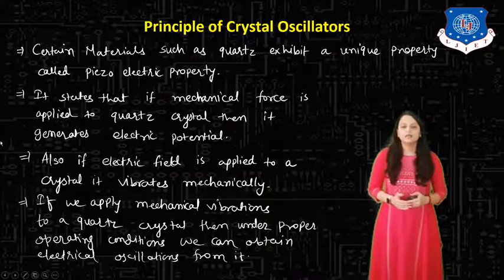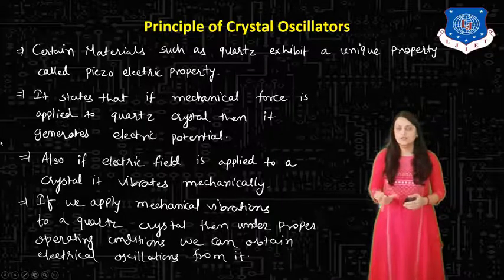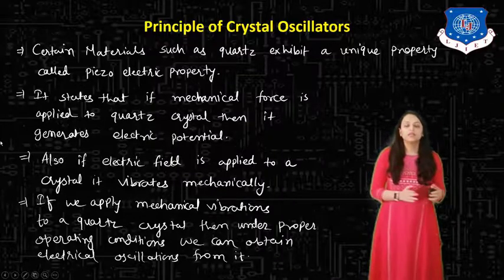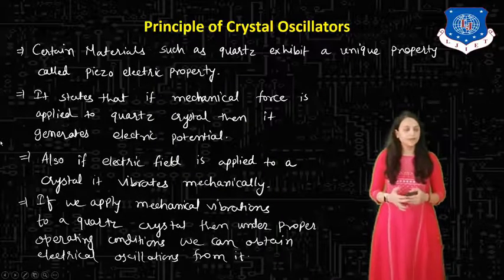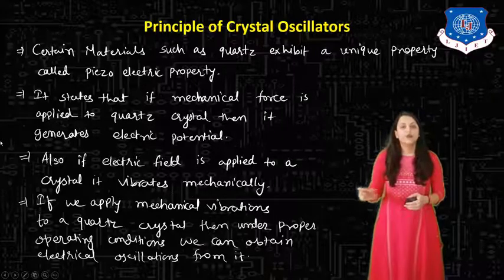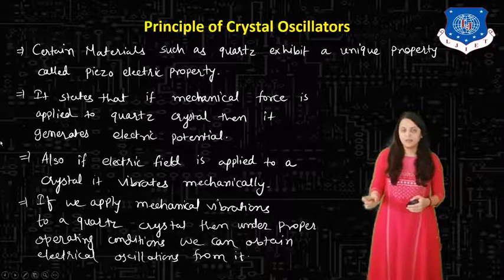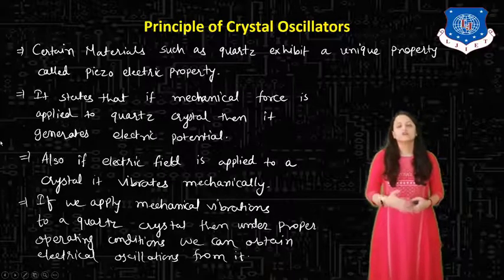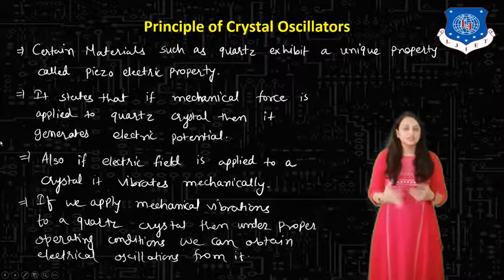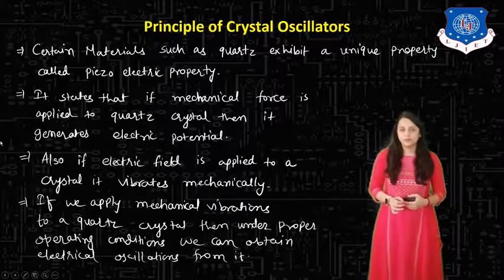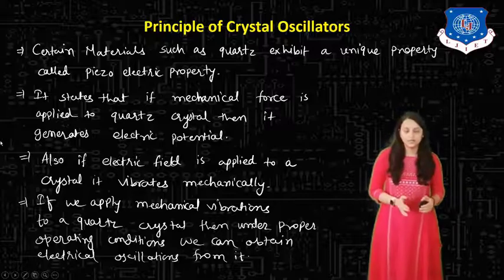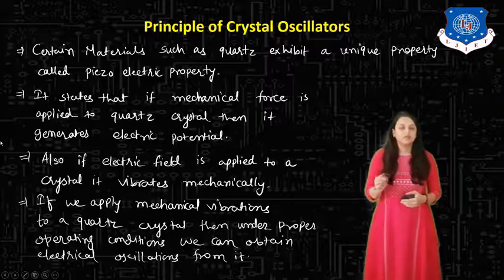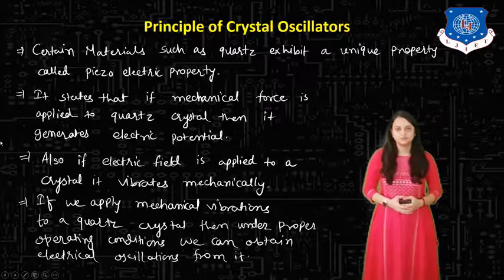So if we apply mechanical vibrations to a quartz crystal, then under proper operating conditions, we can obtain electrical oscillations from it. That means if somehow we make the quartz crystal vibrate mechanically, we can have the oscillations in terms of electrical properties. So using this concept, the crystal oscillator operates, which is the basic piezoelectric property that produces the basic principle for crystal oscillators.